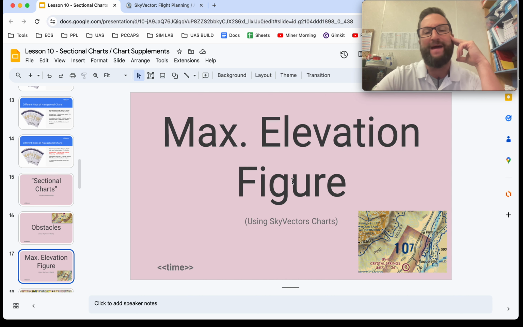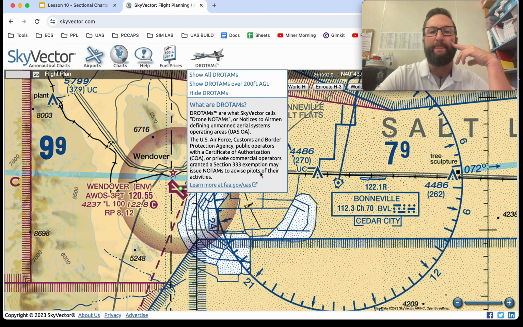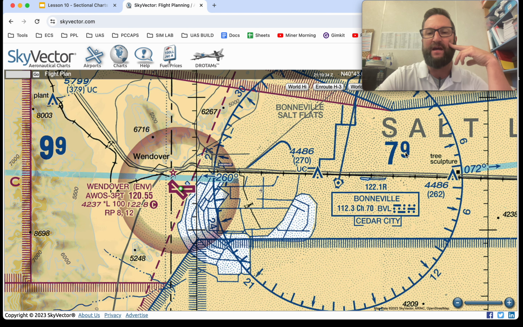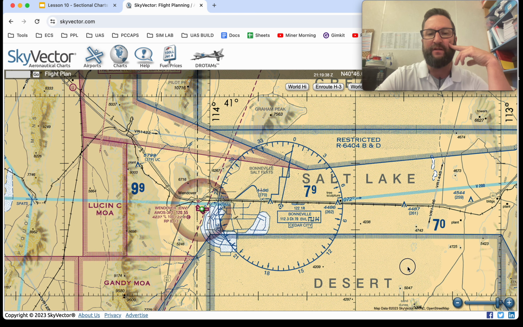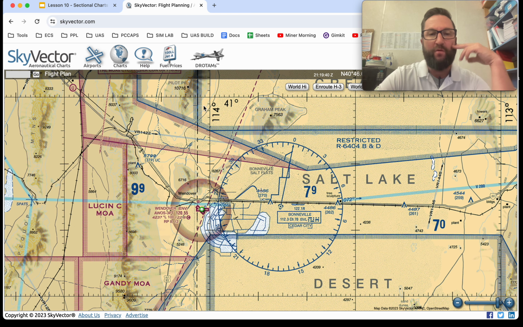The next one's what's called a max elevation figure. It'll be this kind of big blue number here. You'll see them like 7,900 feet. That means within this quadrangle, the highest obstacle is lower than 7,900 feet. A quadrangle is made up of these lines of longitude and lines of latitude, and we're going to do a whole thing in class on longitude and latitude.